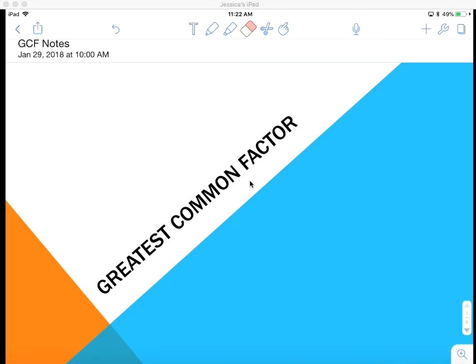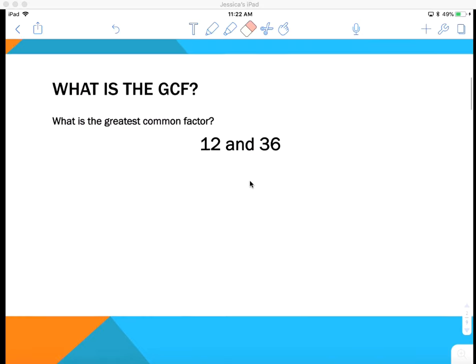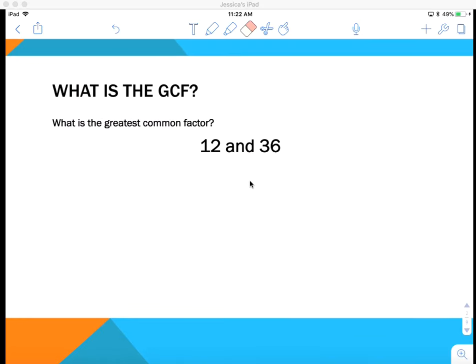Today we are going to review greatest common factor, which you learned in middle school, but then we're going to add exponents to it. So starting with this question, we are trying to find the greatest common factor between 12 and 36. There are several different ways to find the greatest common factor.